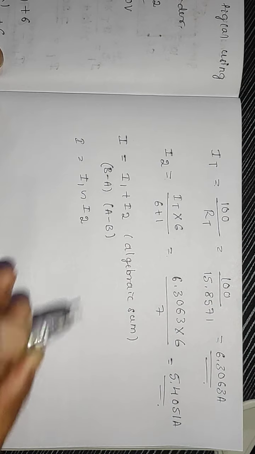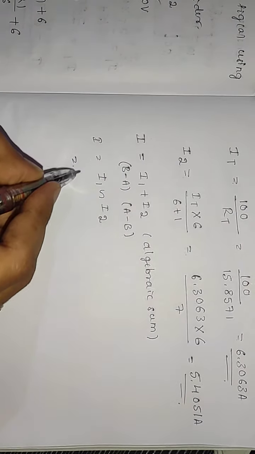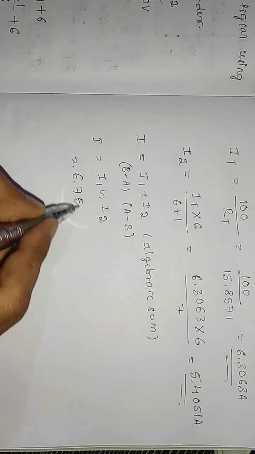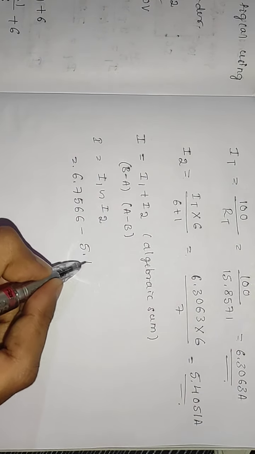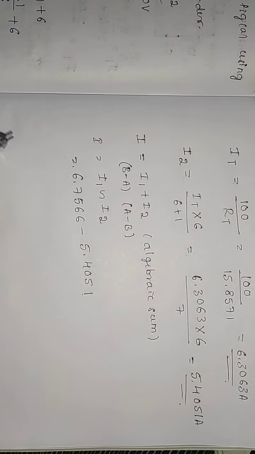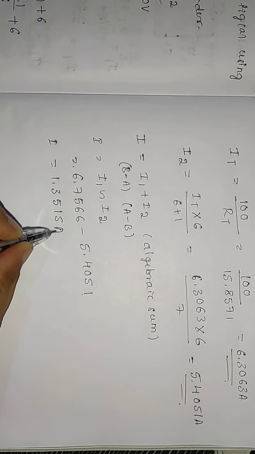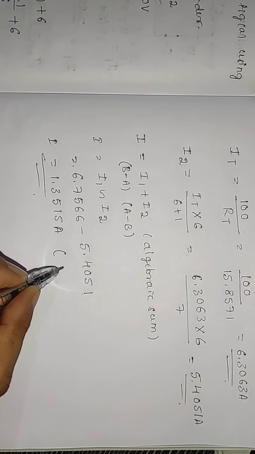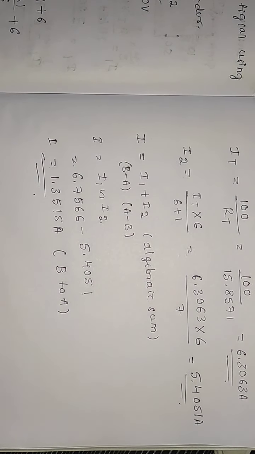Here the I1 current is 7.566. We have to subtract these two values. Here the I2 value is 5.4051. The total current is equal to 1.3515 ampere. So here the current is flowing through the 1 ohm resistor from B to A.